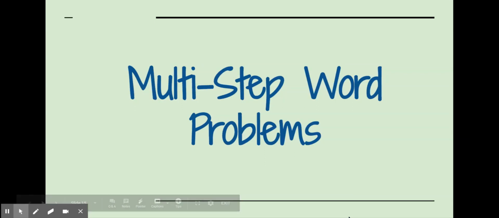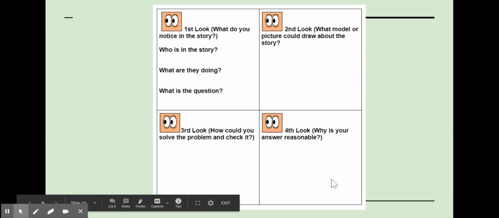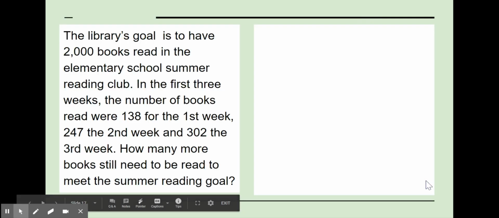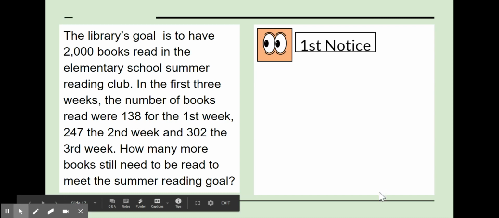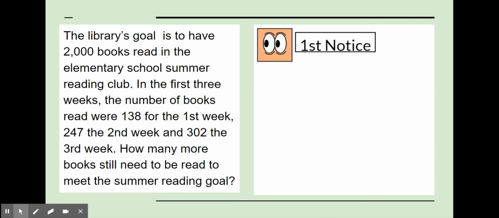So now let's go through a multi-step word problem using our 4 looks strategy. So in our first look, or our first notice, the library's goal is to have 2,000 books read in the elementary school summer reading club. In the first 3 weeks, the number of books read were 138 for the first week, 247 the second week, and 302 the third week. How many more books still need to be read to meet the summer reading goal?